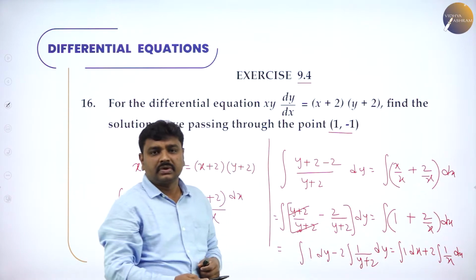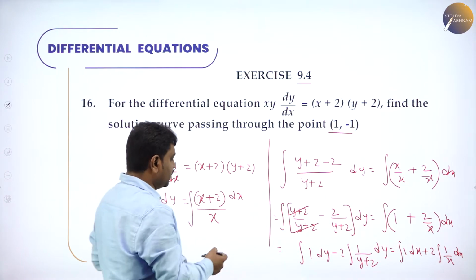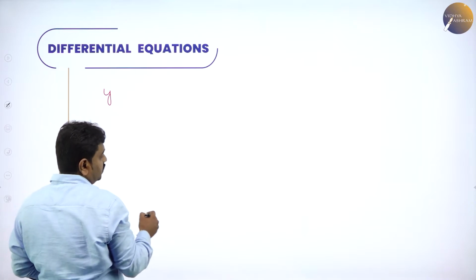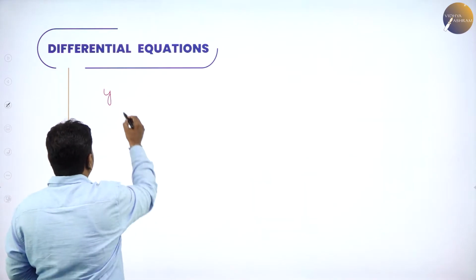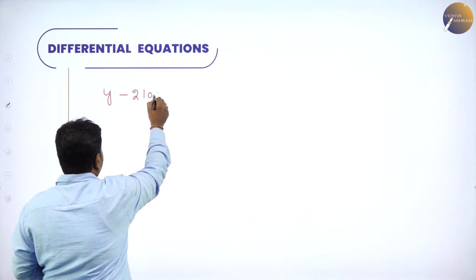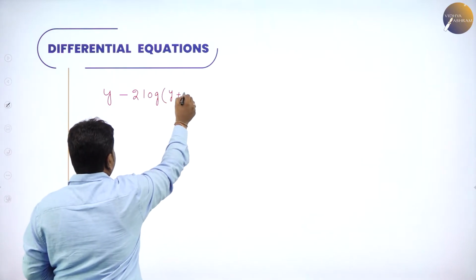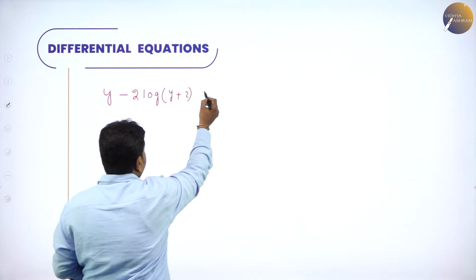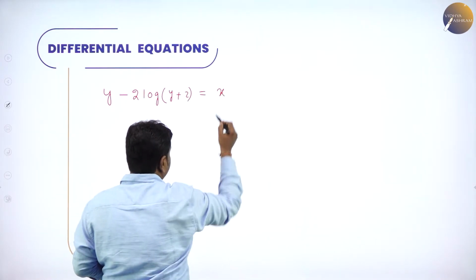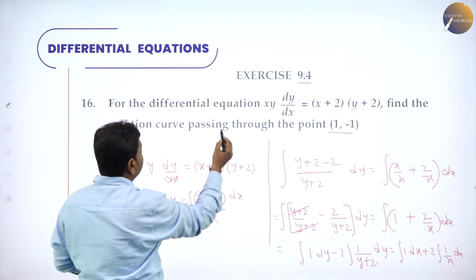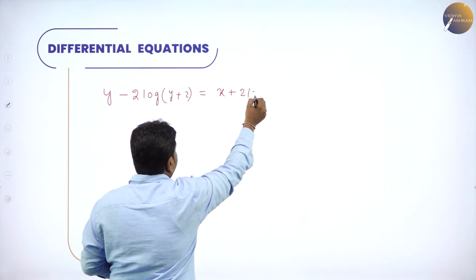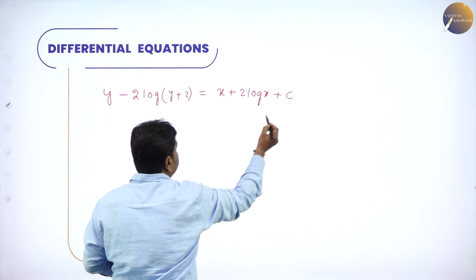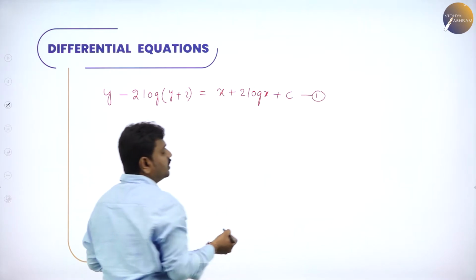After this we have to integrate. Integration of 1 is y, then minus 2 times log of (y plus 2) is equal to x, since integration of 1 dx is x, then integration of 2 times 1 by x is plus 2 log x plus c. After integration, call this the general solution, that is equation 1.